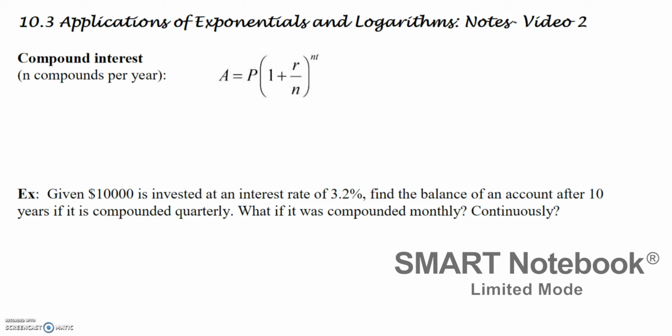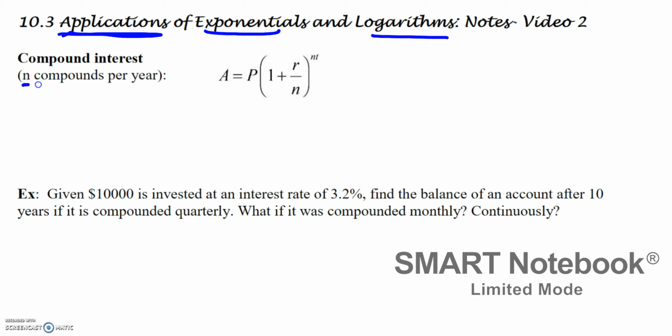Everybody, welcome to the 10.3 part 2 video, which will be talking about applications or word problems of exponentials and logarithms. And I'd like to start with that compound interest formula that we used to define the number e in the last one. So let me define what all these variables mean first.